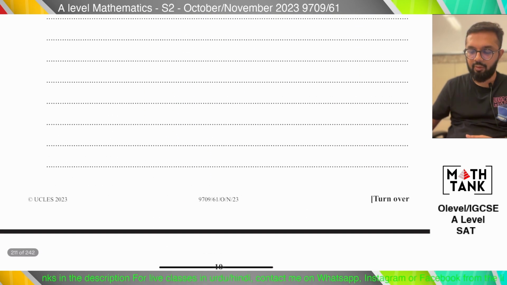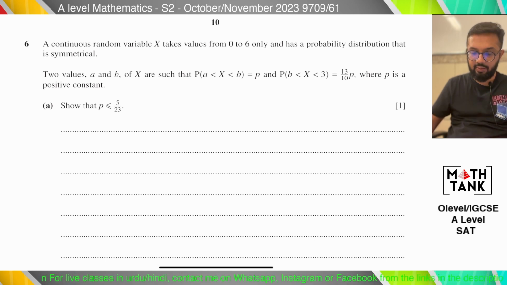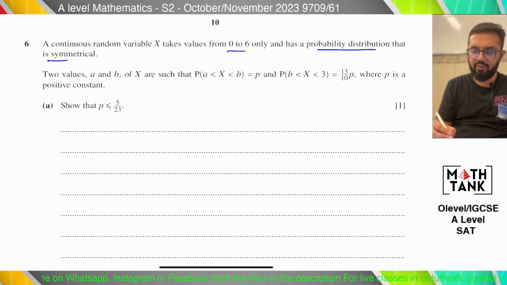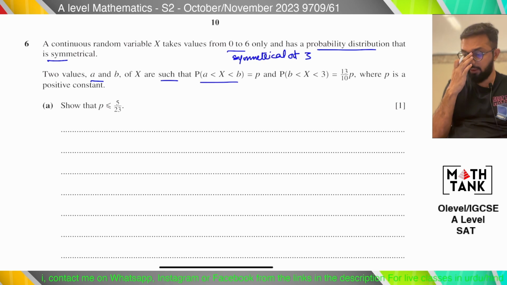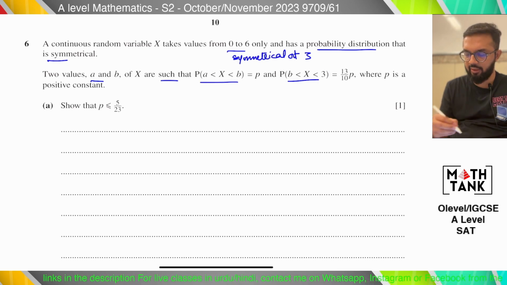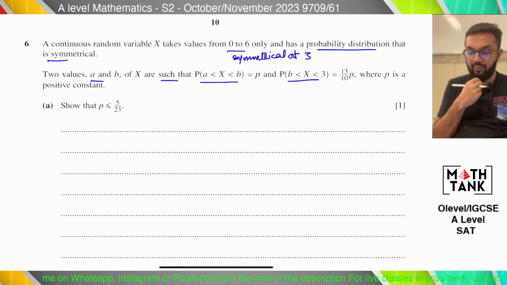Okay. Moving on to question number 6. It says a continuous random variable X takes values from 0 to 6 and has a probability distribution that's symmetrical. So it should be symmetrical at 3. Two values a and b are such that the probability of X between a and b is p, and between b and 3 is 13 over 10 p, where p is a positive constant. So 3 is an important number; I know that 3 is right in the middle. Show that p is less than or equal to 5 over 23.